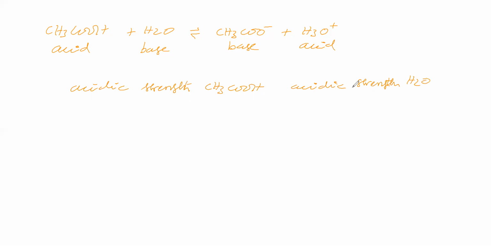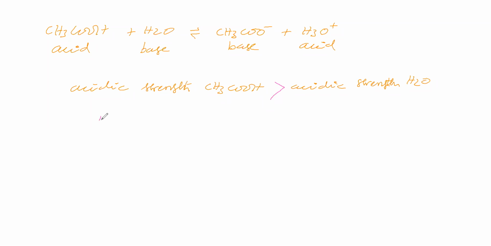Now we know that carboxylic acid, COOH, is an acid. H2O is a base. CH3COOH is an acid in water, therefore it is acting as an acid, and water is acting as a base. Since it acts as an acid, its acidic strength should be greater than that of water. So we said the acidic strength of CH3COOH is greater than that of water.